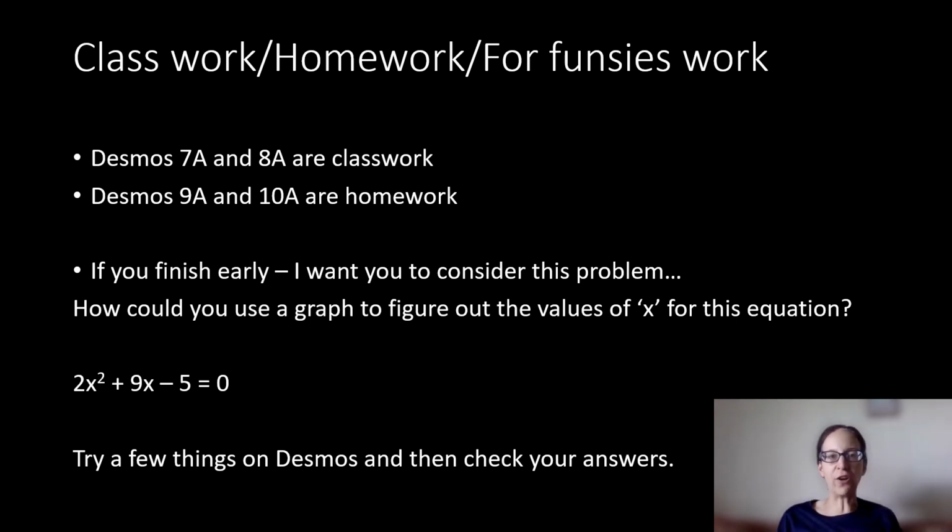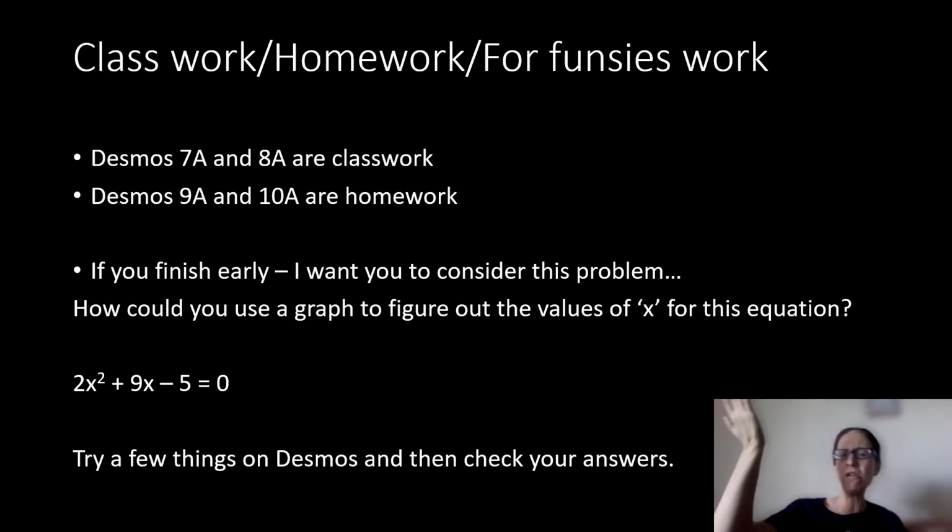If you finish those early, so you get like on a tear with your factoring, you're like, I got this, I want you to consider this problem. How could you use a graph to figure out the values of x for this equation? 2x squared plus 9x minus 5 equals 0. Talk about it with a neighbor. Hop onto Desmos. Okay, so I said try a few things on Desmos and then check your answer. If you know what x is, if you check a value of x, remember you should be getting a true statement.